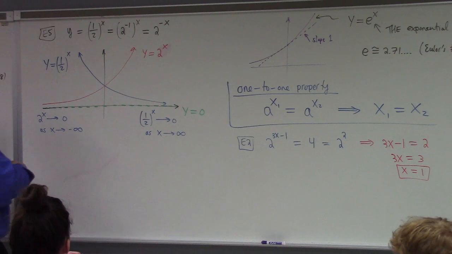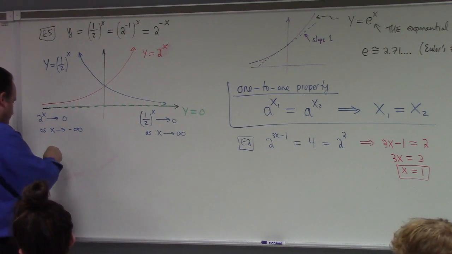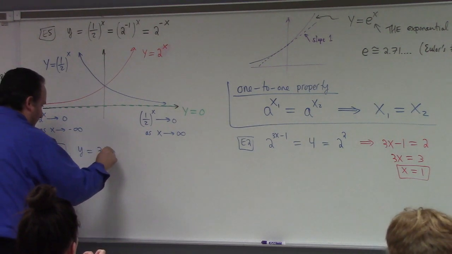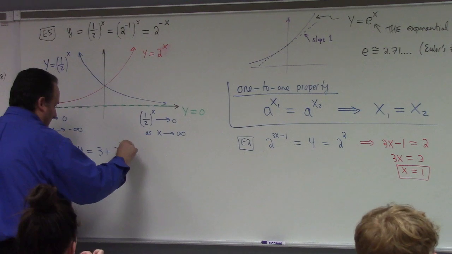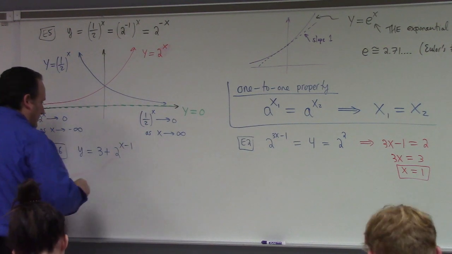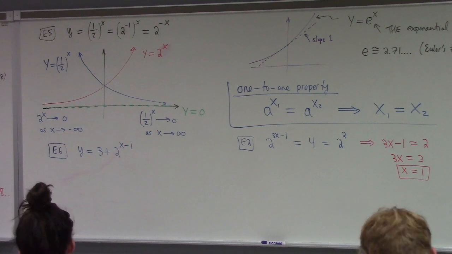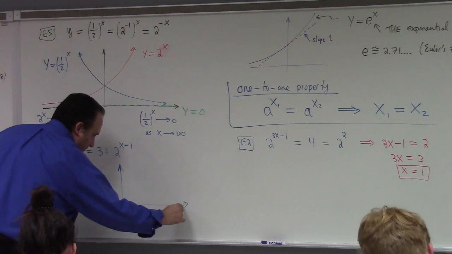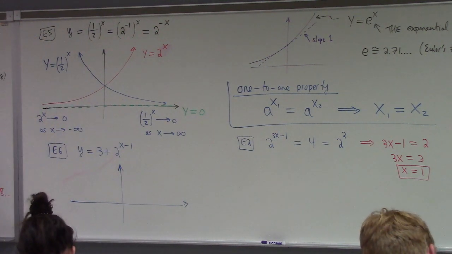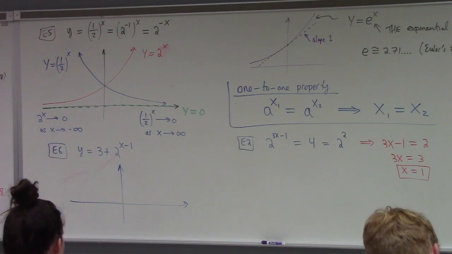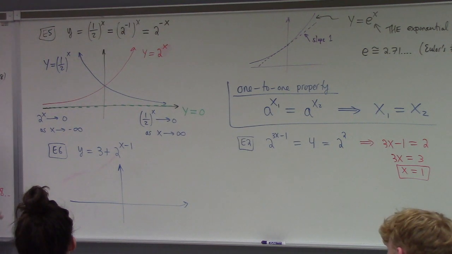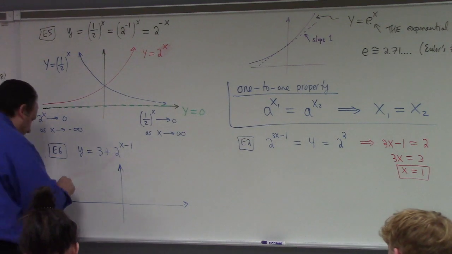So how about this? If I ask you guys to graph, what if I said graph y is equal to 3 plus 2 to the x minus 1. What would that look like? You take your y equals 2 to the x graph, right? You shift it up 3, right? And you move it to the right 1. So its graph would look basically just like this.